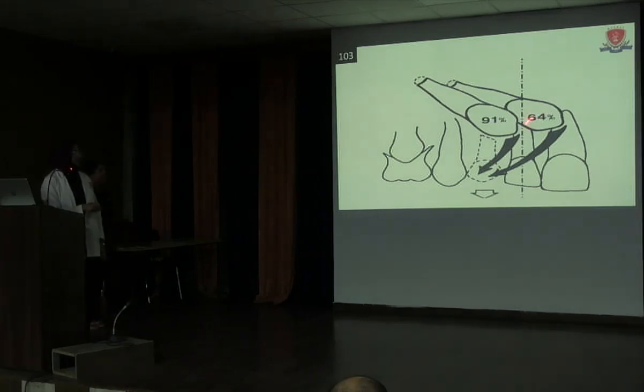When the canine is in sector 4 or 5, mesial to the lateral incisor, it has only a 64% chance of eruption. And when it is present distal to the lateral incisor, it has a 91% chance of eruption.